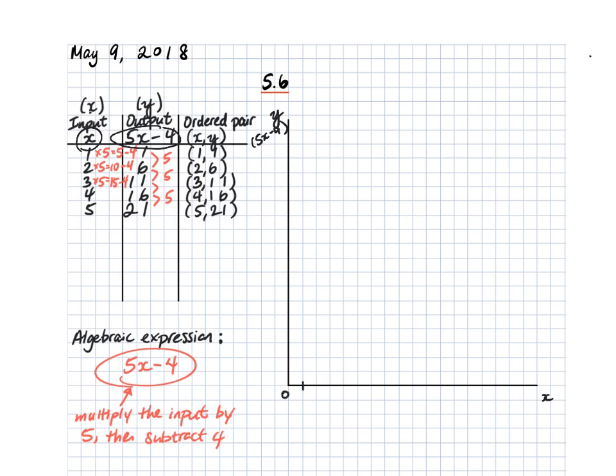Remember to label it. I can see that my input, I can go up by 1, and remember when you're graphing, you always label the line.